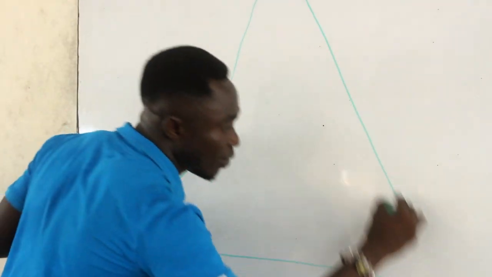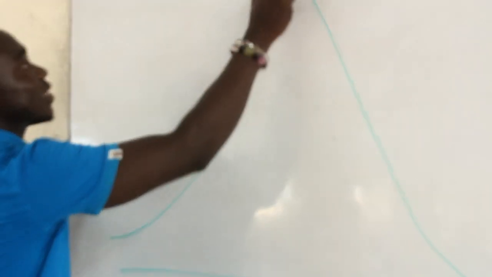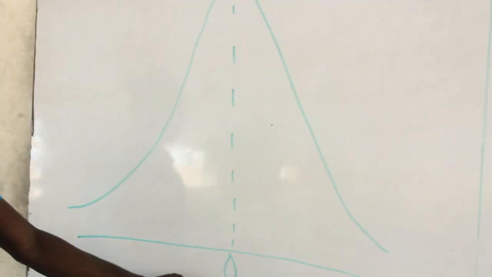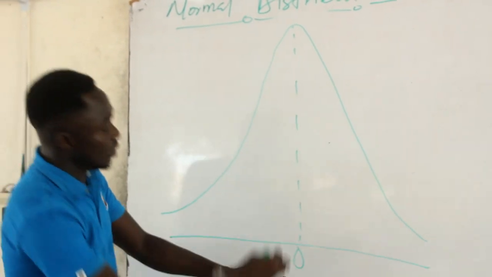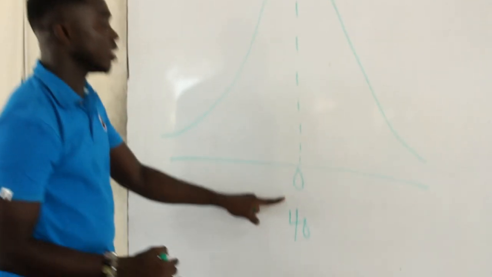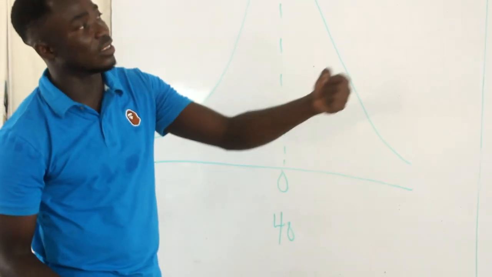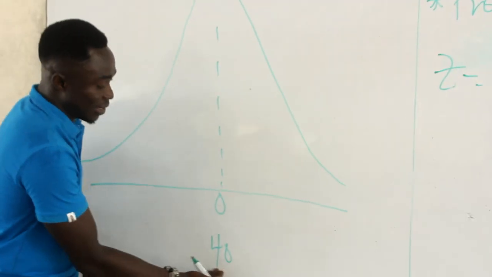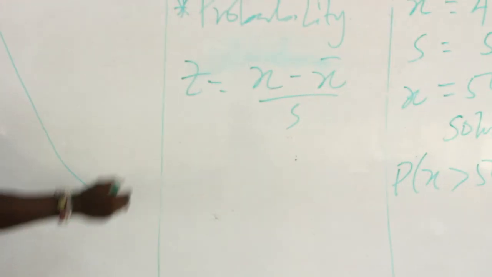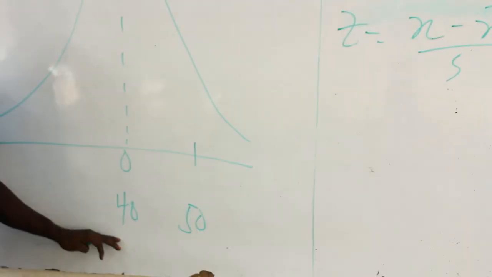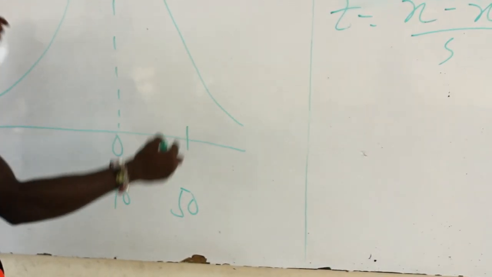Now, when you read, let's go to our normal distribution curve. Let's try and sketch a normal distribution curve. Okay, now let's indicate our line of symmetry. Let's indicate our zero. The zero is the mean, but in the question, the mean was what? 40. Now, looking at the number line, where are you going to place a score of 50? When this is 40, you see 50 is about here. Is that okay?